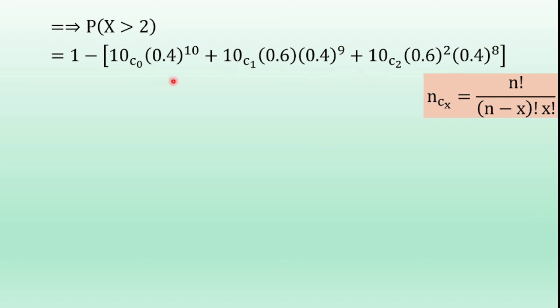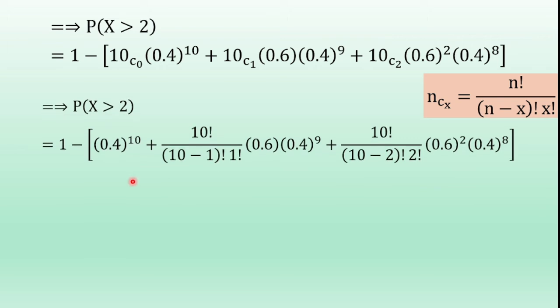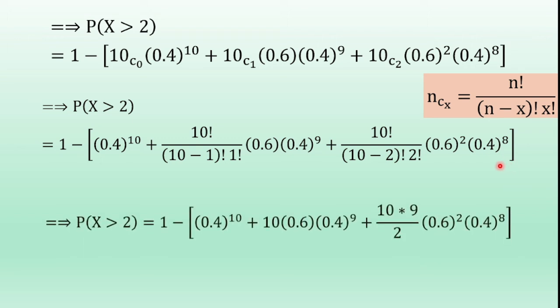So 10C0 is 1, into 0.4 whole to the power of 10. So 10C1 is 10 factorial by 10 minus 1 factorial into 1 factorial, 0.6 into 0.4 whole to the power of 9, plus 10C2 is 10 factorial by 10 minus 2 factorial into 2 factorial, into 0.6 whole square into 0.4 whole square.